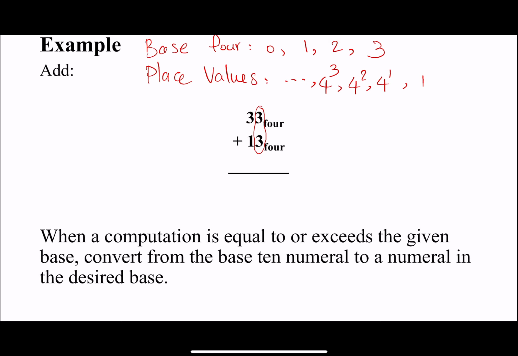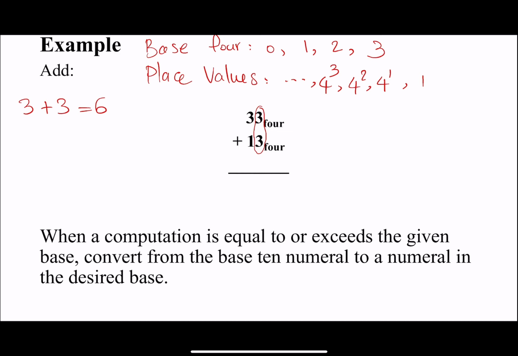First of all, I add 3 and 3. So 3 plus 3 is 6. Now ask yourself, is 6 allowed in base 4? No. In base 4, we're supposed to have from 0 to 3. So what should I do? Then I convert it. You remember the conversion?